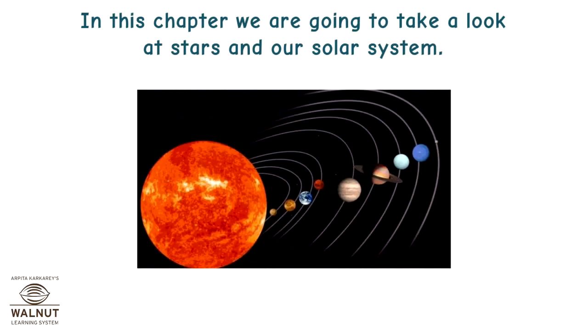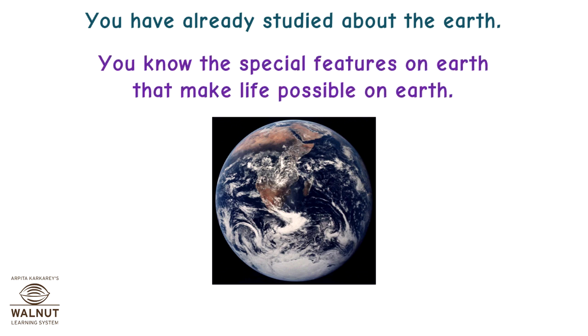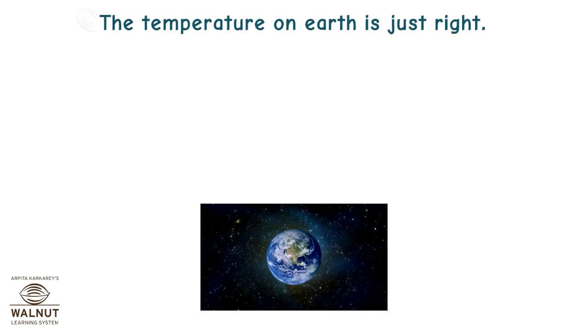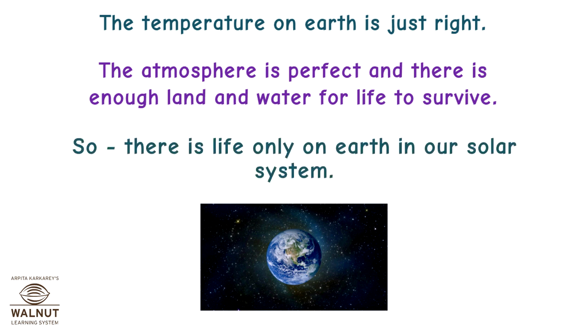In this chapter, we are going to take a look at stars and our solar system. You have already studied about the Earth. You know the special features on Earth that make life possible on Earth. The temperature on Earth is just right. The atmosphere is perfect and there is enough land and water for life to survive. So, there is life only on Earth in our solar system.